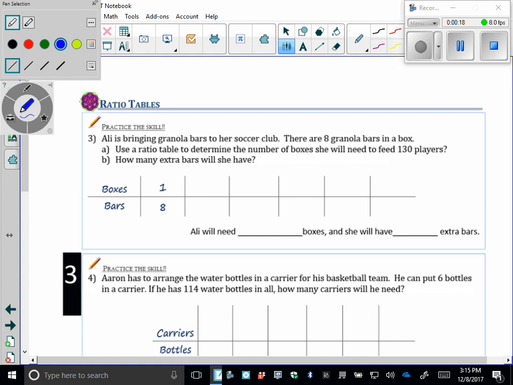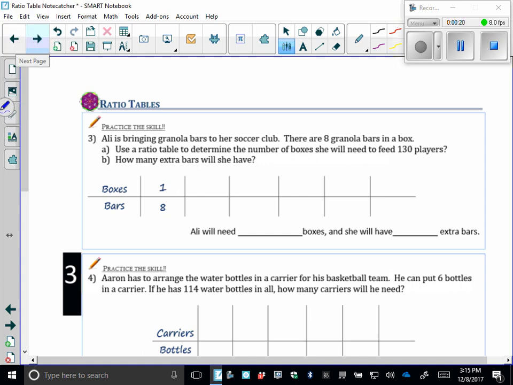Allie is bringing granola bars to her soccer club. So the important information is 8 granola bars in 1 box. Use a ratio table to determine the number of boxes she will need to feed 130 players. What did you do, Kiki? First, I times 1 and 8 times 10. So your goal is, you're trying to get what?